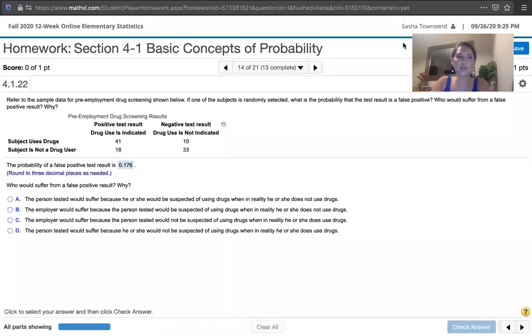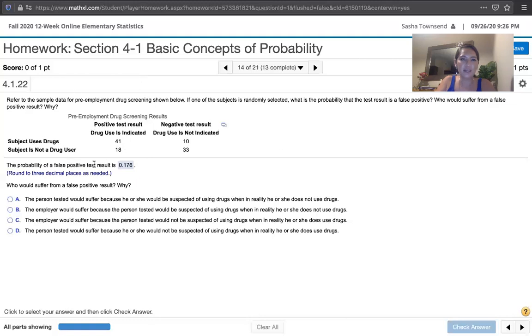In this video, we're solving problem 4.1.22 from section 4.1 of Essentials of Statistics, 6th edition by Mario Triola. We're asked to refer to the sample data for pre-employment drug screening shown below. If one of the subjects is randomly selected, what is the probability that the test result is a false positive? And who would suffer from a false positive result, and why?